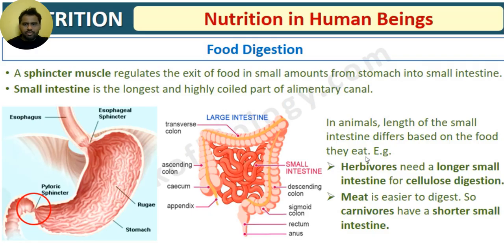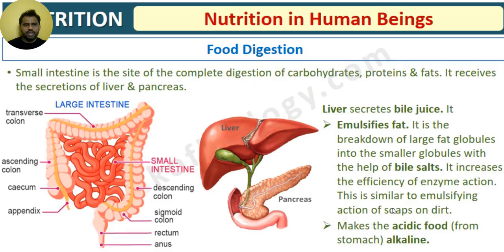In animals, the length of the small intestine differs based on the food they eat. Another question: herbivores need a longer small intestine. Herbivores will have a longer small intestine for cellulose digestion, and meat is easier to digest. The meat that we eat is easier to digest. So carnivores like us have a shorter small intestine. Now let us move ahead.